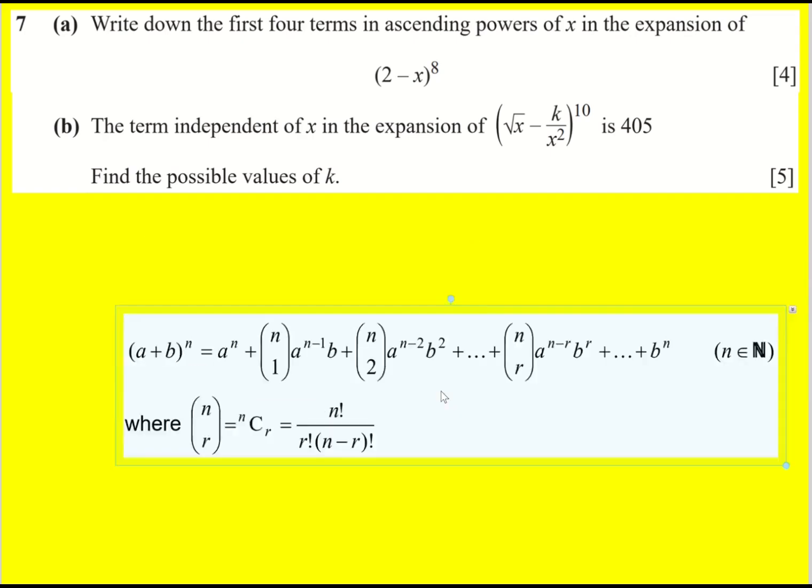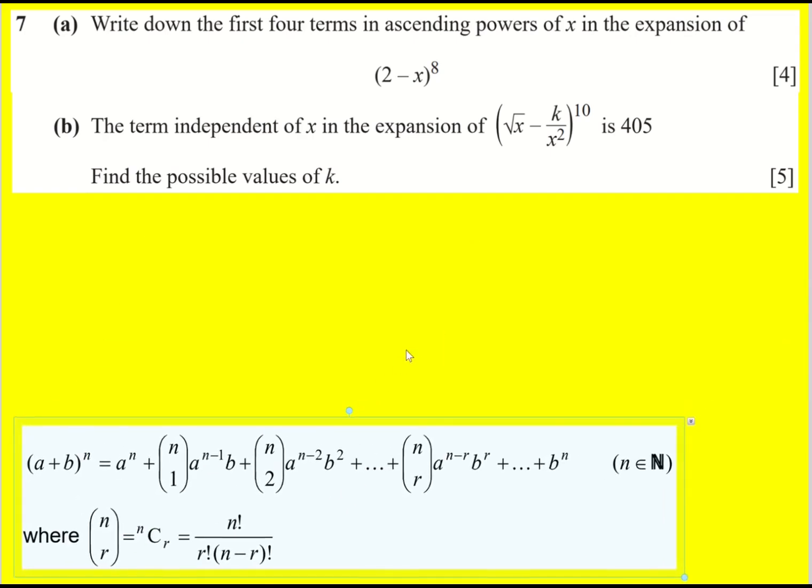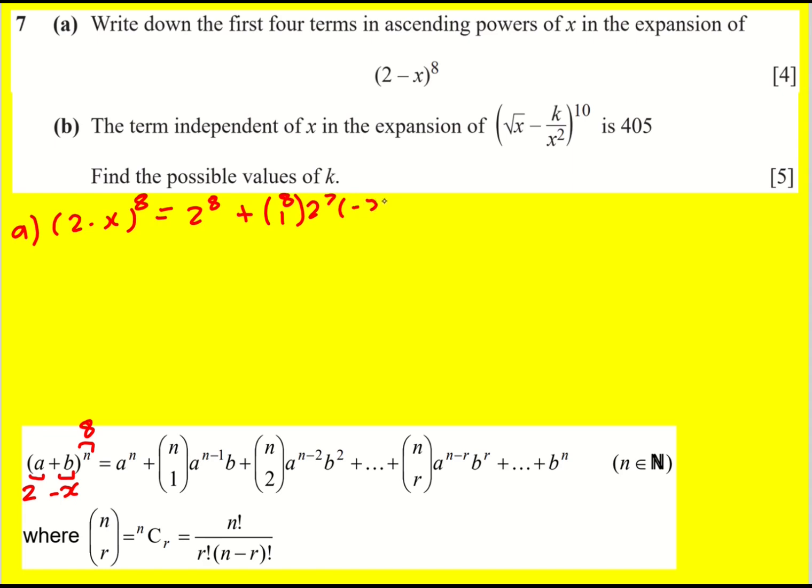A couple of binomial expansion questions here. Now, here is the formula. So for us, A is going to be 2, B is going to be minus x, and N is going to be 8. Then 2 minus x to the 8 is going to be, just replace your A's, B's and N's in the formula. So 2 to the 8 plus 8 choose 1, 2 to the 7 times minus x.